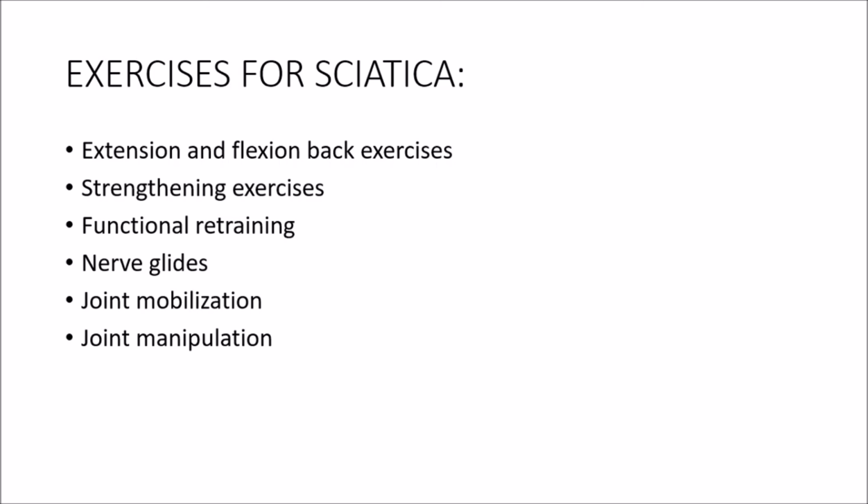But if the symptoms are going towards the buttock, then to the thigh and then to the leg, it means the condition has become chronic. So then you go for the flexion exercises. Then the strengthening exercises, go for isometric and isotonic exercises, functional retraining, nerve glides are given, joint mobilization, and you go for joint manipulation.